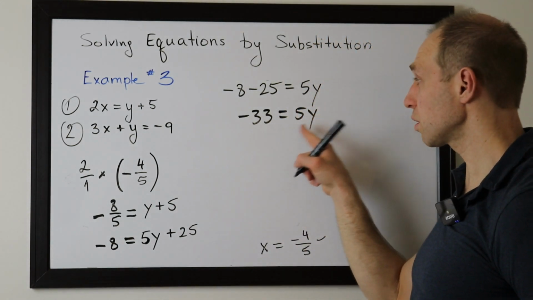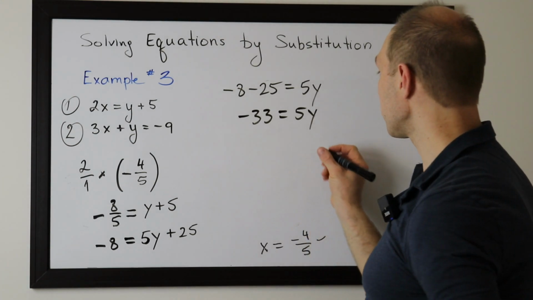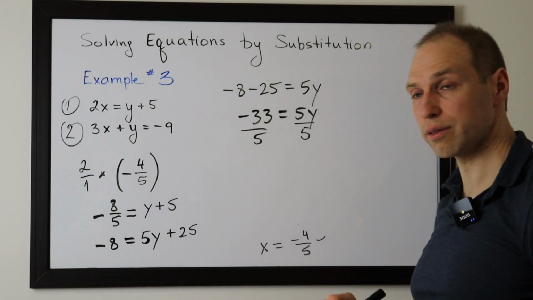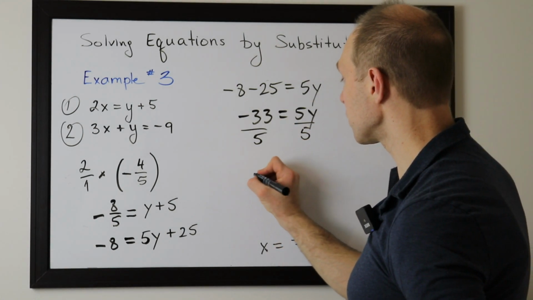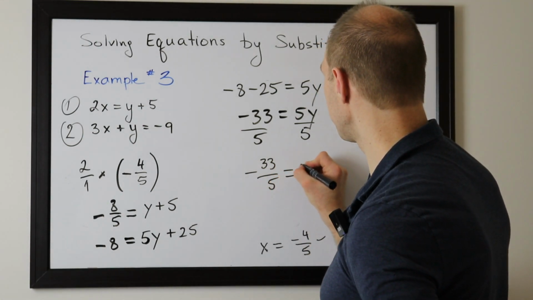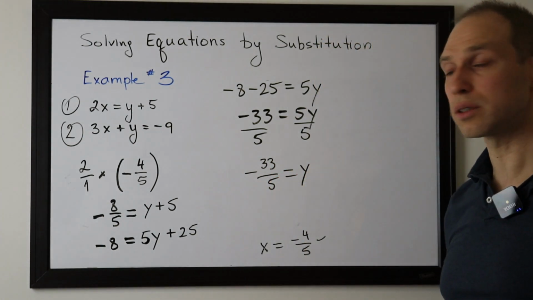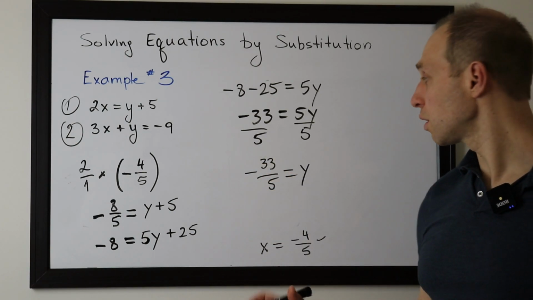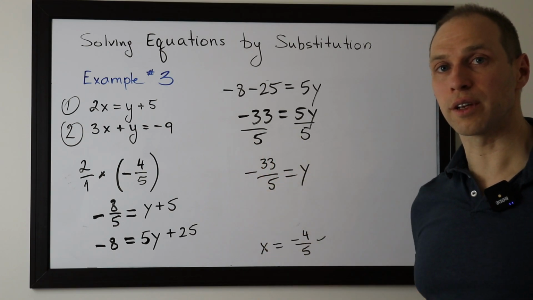5 times what gives us negative 33? And the answer is, we're going to divide both sides by 5. In this case, once again, it's not a whole number, but rather a fraction. And so our answer will actually stay as a fraction. There's no need to reduce it further. If you can't reduce it, just leave it as a fraction.